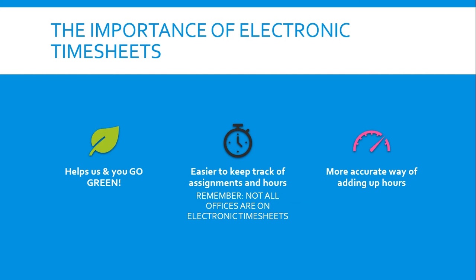If you are going to an office that uses electronic timesheets, when you're booked for that office, a representative should tell you whether or not they're on electronic timesheets, in which case you'll know whether to bring a paper one or whether you can do it at home online. It also makes for a more accurate way of adding up hours, as I will show you later on in the video. The computer automatically adds up the hours for you instead of you having to do the math yourself.